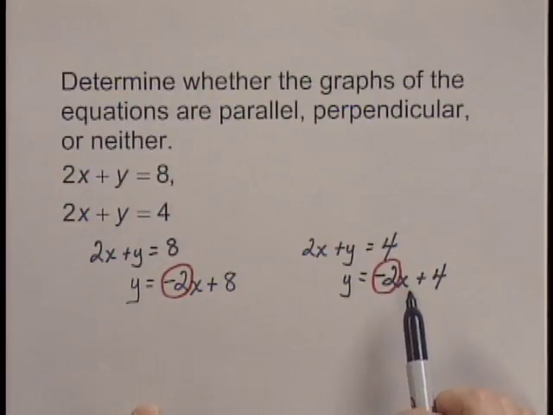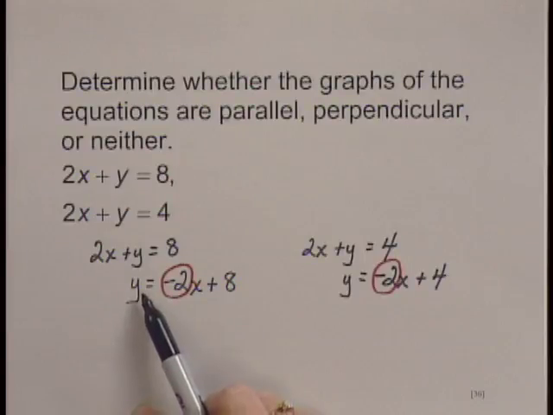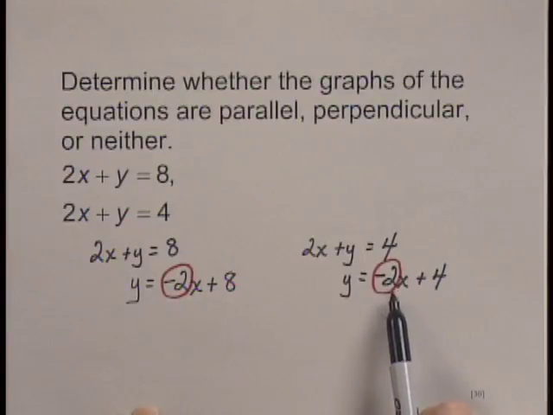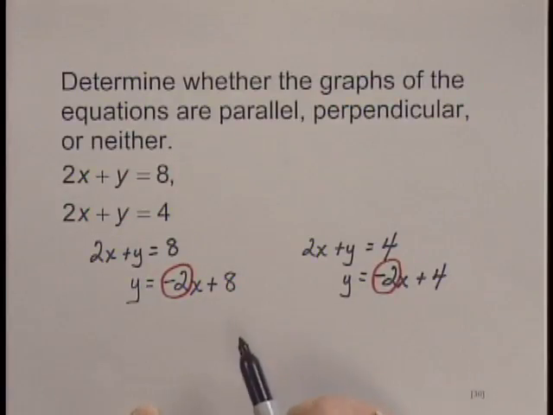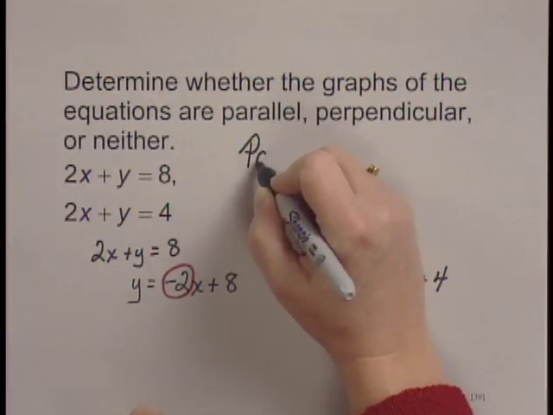To determine if they're the same line, we look at the y-intercepts. The y-intercept of this equation would be (0, 8). The y-intercept of this graph would be (0, 4). So they're not the same line, but they have the same slope, so the graphs of the equations would be parallel.